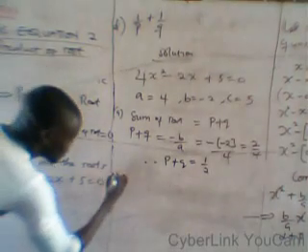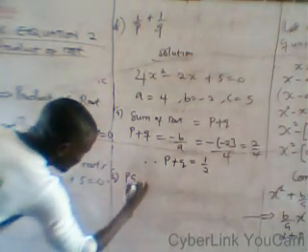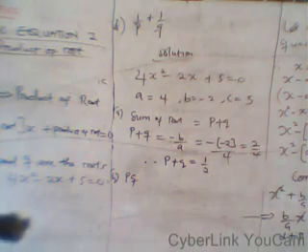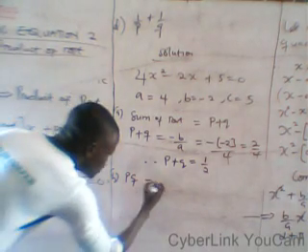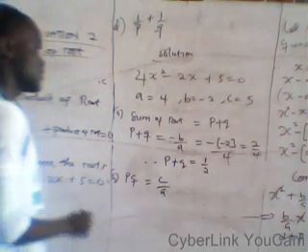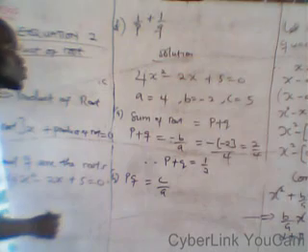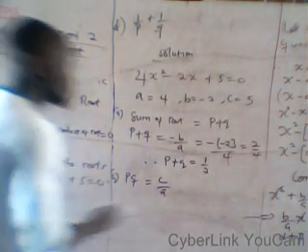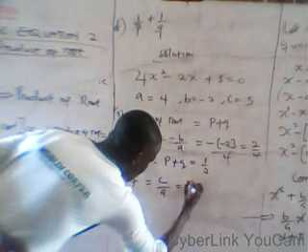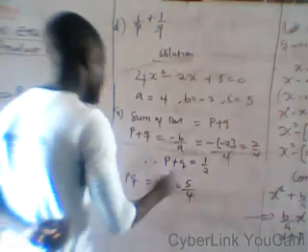The next one is PQ, and that one is the product of roots. So PQ, which is given as C over A, that one is straightforward. What is our C? 5. Then our A is what? 4. So which means we have 5 over 4.